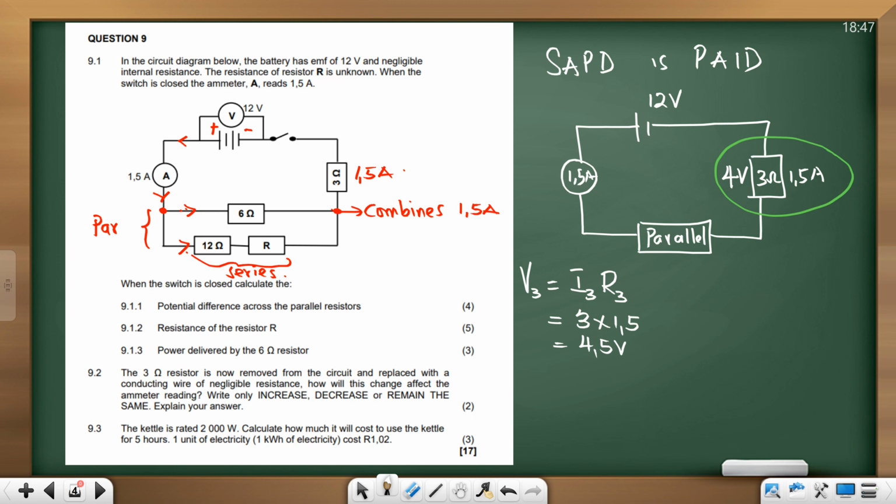That 12 is being divided. So already the 3 ohms is taking 4,5. What is the leftover? The parallel becomes what? 12 minus 4,5. And what's your answer? 7,5 volts. I hope this makes sense, guys. Most of the time, I know our issue is we're thinking. Already now, all your answers are in place here.